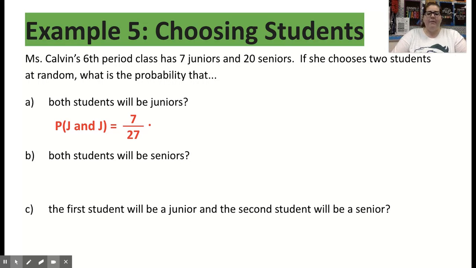And the second time I pick a student, and I still want them to be a junior, assuming, given that I've already picked a junior before, there are now only going to be 6 juniors, and there are only going to be 26 students total.